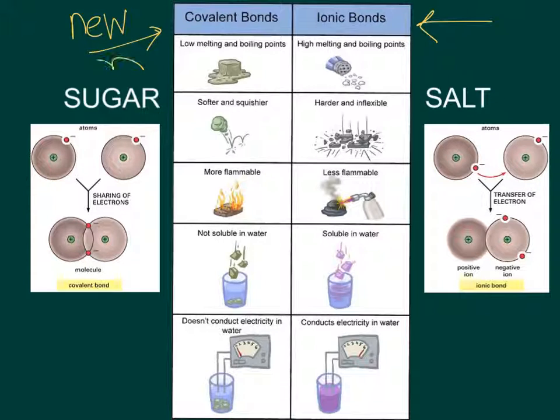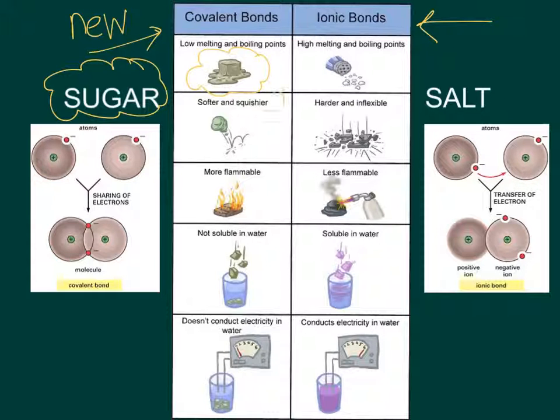Well, a covalent bond is sugar. Sugar has a very low melting point. That's why if you hold your M&Ms in your hand for more than a minute, you're going to have chocolate all over your hand. So they melt very, very easy. They also boil very, very easy. It's how you make candy, by melting and boiling sugar and then crystallizing it to make rock candy.